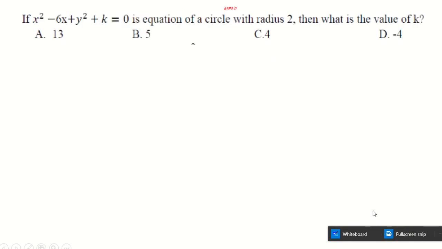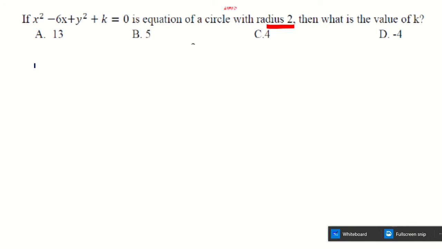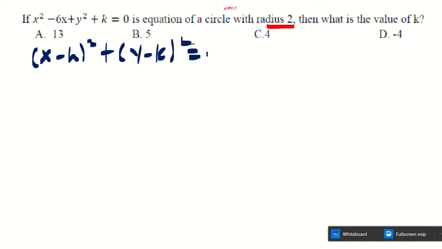what does it say? If x squared minus 6x plus y squared plus k is equal to 0 is the equation of a circle with radius 2, what is the value of k? Here we need to write the equation of the circle in standard form. The standard form of the equation of a circle is x minus h the whole squared plus y minus k the whole squared is equal to r squared.